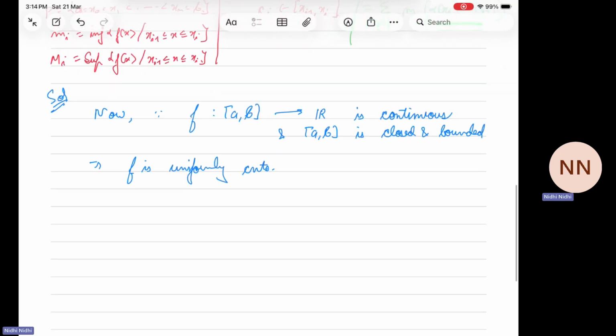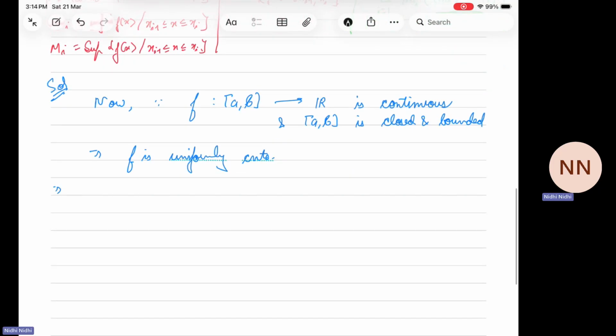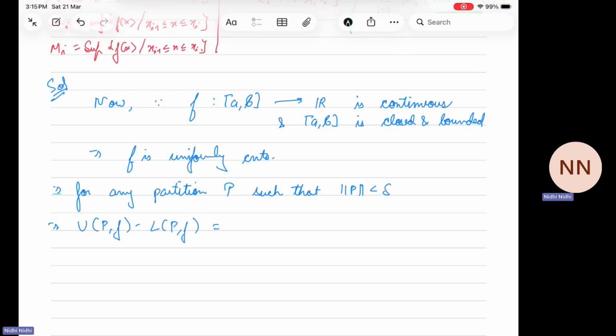Let's see how we will use that. This implies for any partition P such that its norm is less than delta, we will get UPF minus LPF. This will be summation i from 1 to n, Mi minus mi, times xi minus xi minus 1.